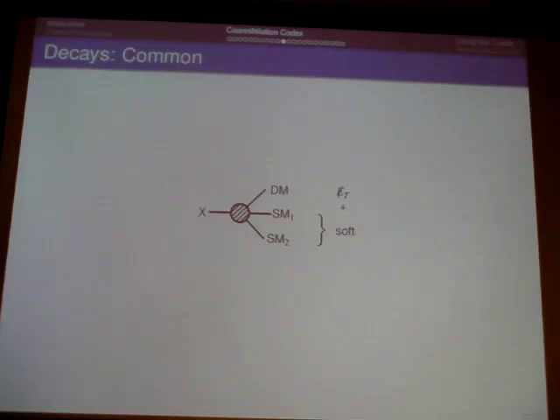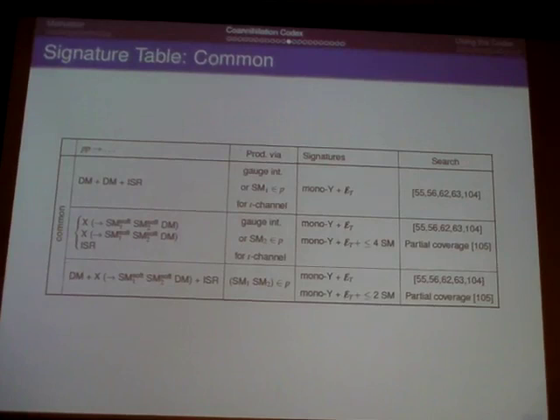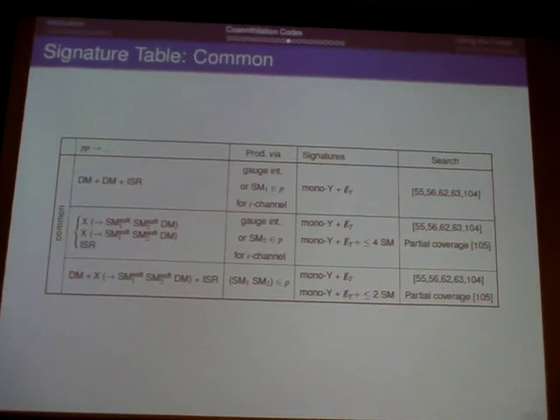So now that we have some production and decay modes, we can stitch these together and talk about LHC signatures. In the first column here are signatures that are common to all of the models that we've seen. Through a gauge interaction, you could pair produce dark matter. That would just escape the detector as MET, but then you can also add ISR onto one of the initial states. So this is the Feynman diagram level signature.